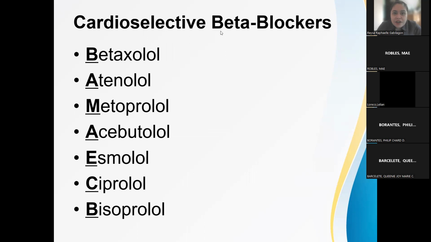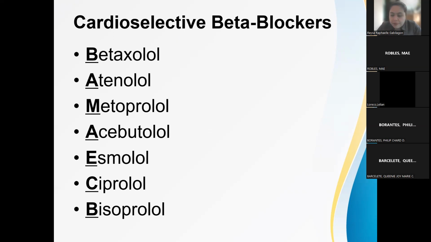Kasi meron tayong cardio-selective beta blockers. When it is considered as cardio-selective, this drug will only inhibit the beta-1. In some extent, it can inhibit the beta-2, pero the effect will be much lesser compared to the non-selective. So, pwede ito. Kung asthmatic ang patient natin and we are really compelled to give beta blockers to the patient, then please use the cardio-selective ones. Their affinity is more on the beta-1 receptor.